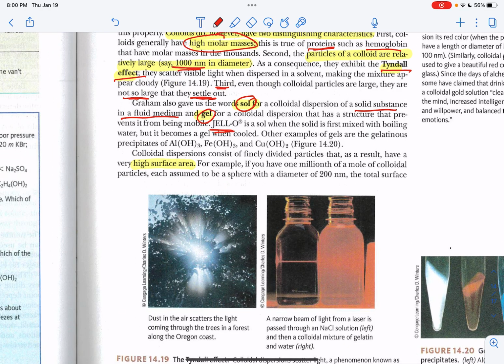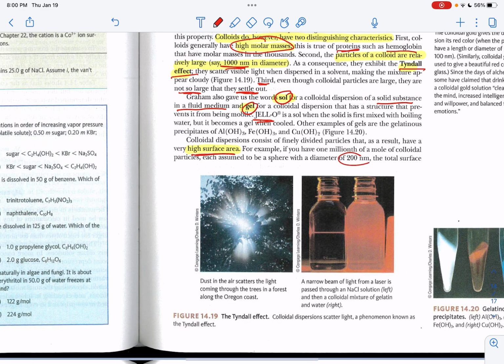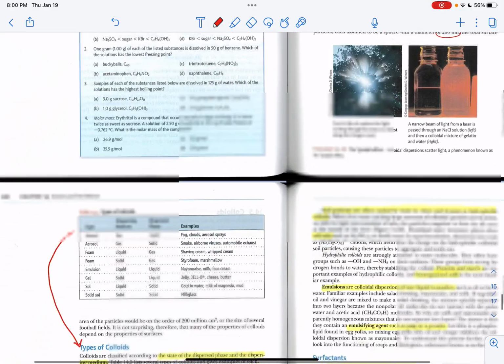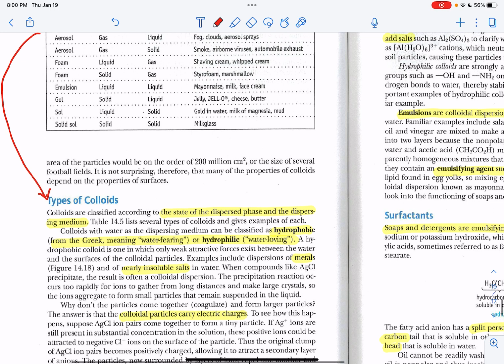Colloidal dispersions also have a huge surface area, and we'll talk about the effect of that in a little bit. But that surface area for a sphere of about 200 nanometers could equal the size of several football fields. That's an awful lot of surface area.